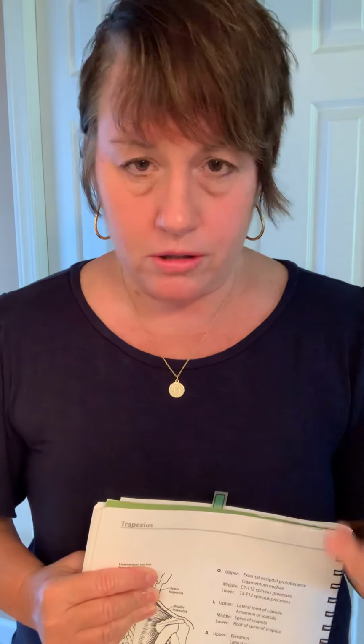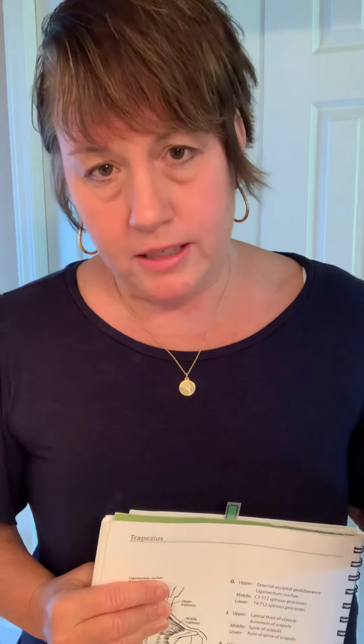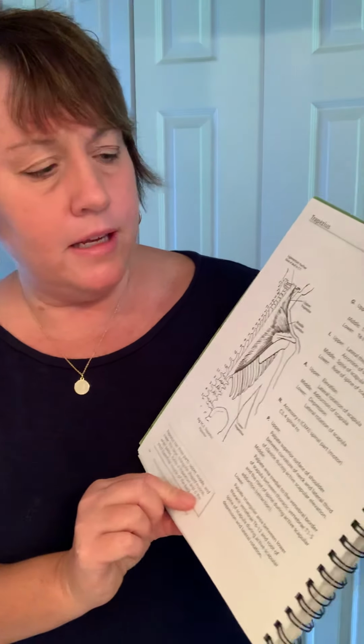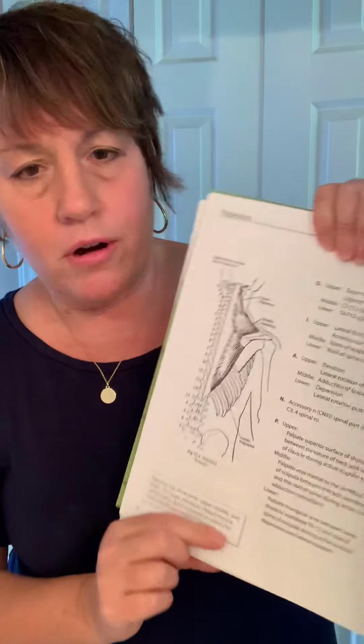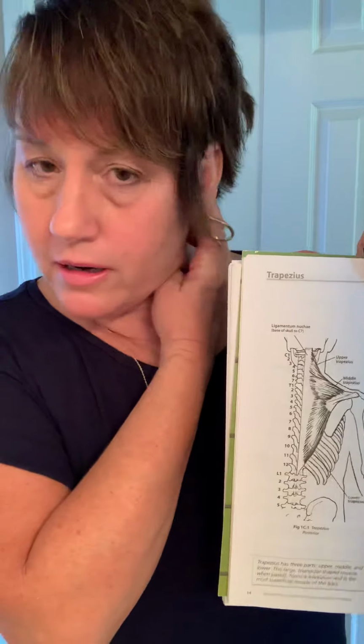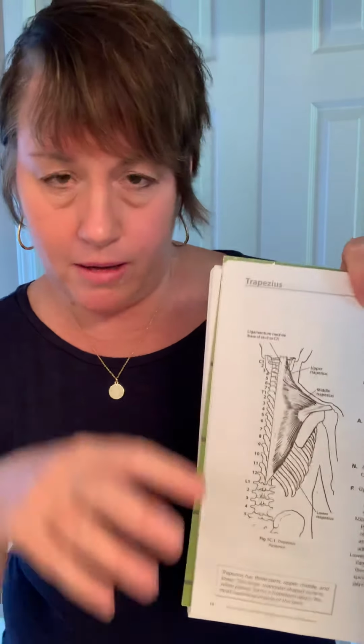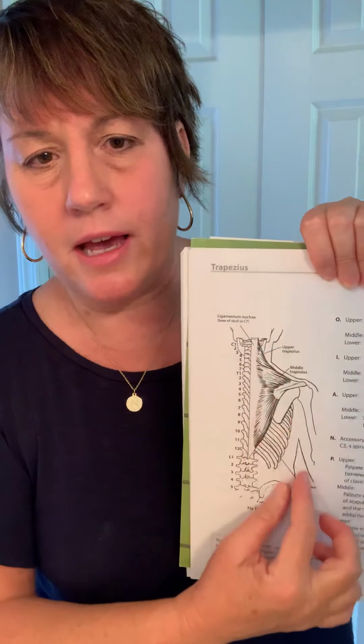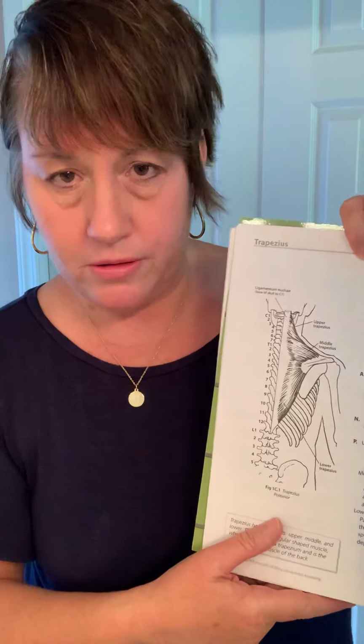So upper rotation, downward rotation, elevation, depression, retraction or adduction, protraction, abduction. So the first muscle that we see is the upper trap. And again, I'm not going to read this, but I am going to pull some things out. So, you see the fibers there and you see how widespread that particular muscle is.